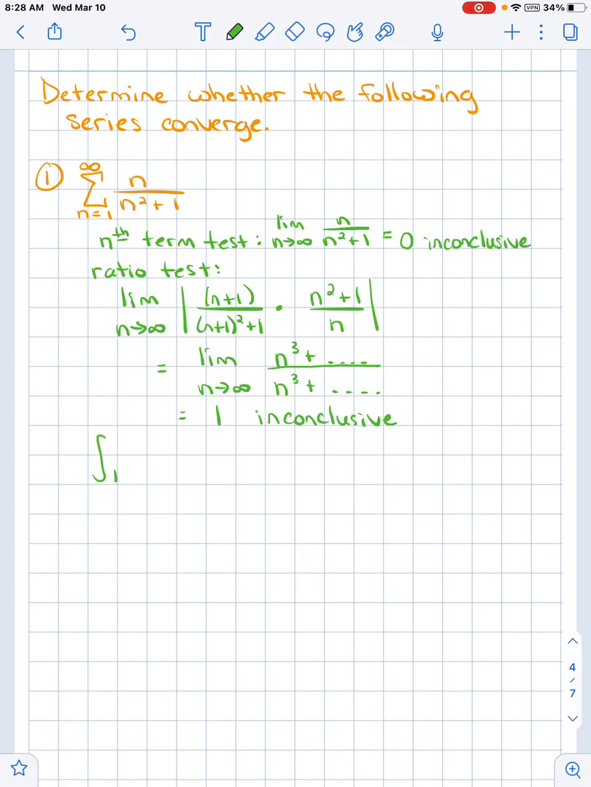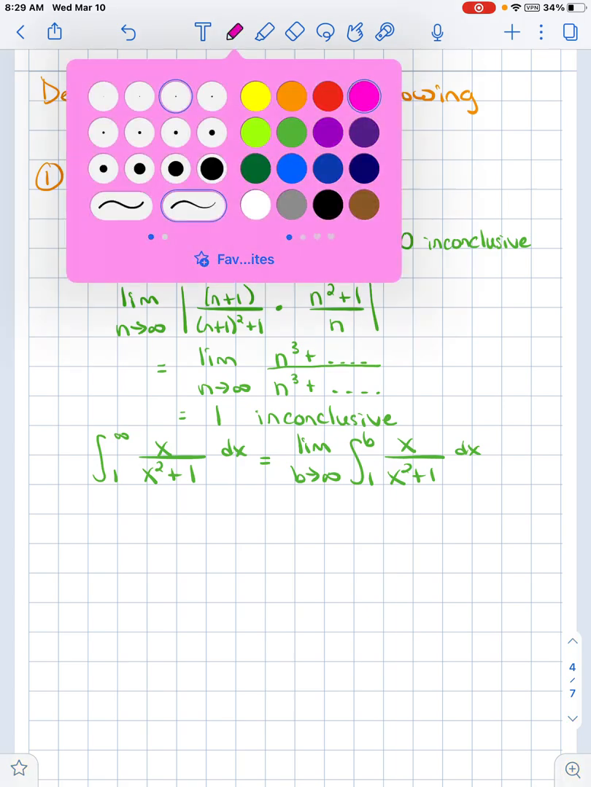So as our last resort, I'm going to find the antiderivative. So I'm going to integrate from 1 to infinity, x over x squared plus 1. Let's be proper about this and write this improper integral from 1 to b. Okay, so let's see. This looks like it might be in the form. Actually, I'm going to let you try. Go try and integrate that, please. I'm going to stop.